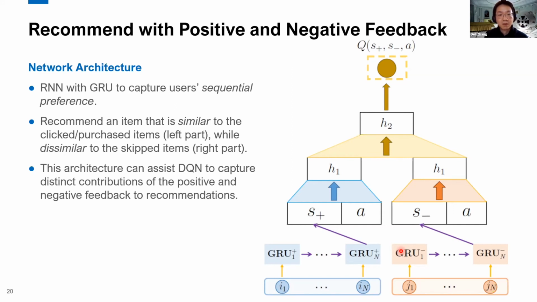So the motivation is that when we do the recommendation, we want to recommend an item which is similar to the clicked items, the positive feedback, and dissimilar to the skipped items. So following that intuition, they divided the DQN into two parts, with part of the state capturing the positive feedback and the partial state capturing the negative feedback.